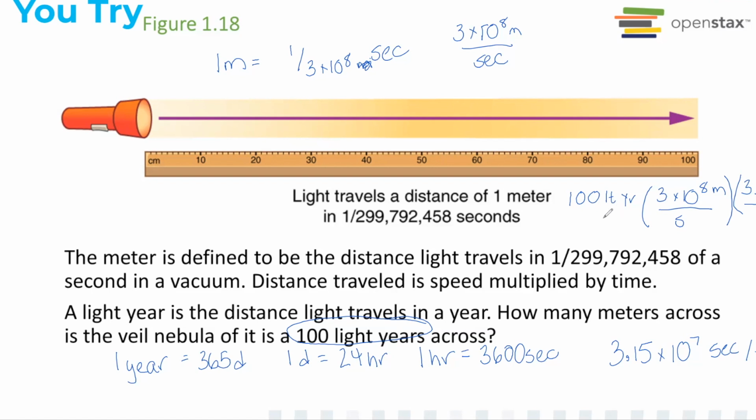So then that's 100 times 3 E8 times 3.15 E7. And I got 9.45. And you might have accidentally left out the 100 light years. 9.45 times 10 to the 17th. Your number might be a little bit different if you use this number instead of 3 times 10 to the 8th. And that is meters. Yeah, you guys all did really well at figuring out that's a whole lot of seconds in a year.